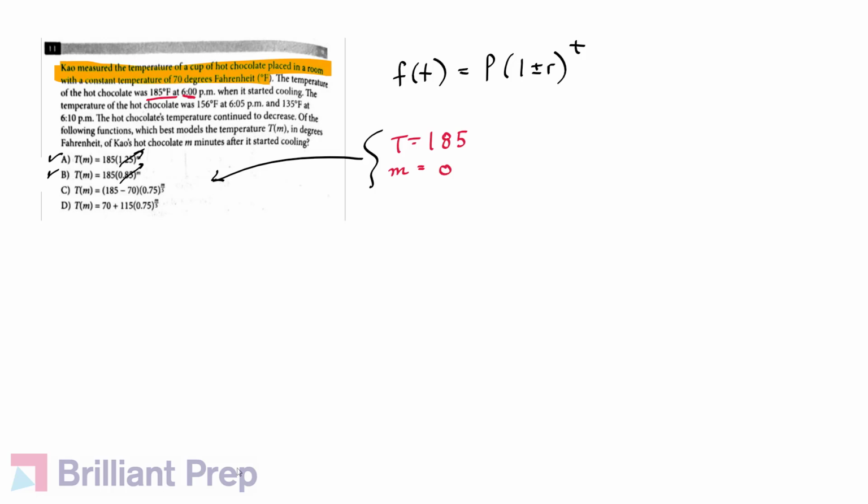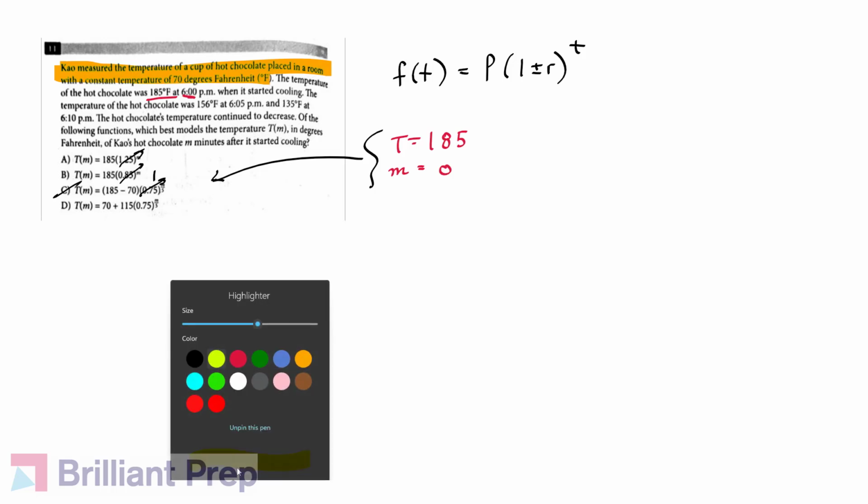However, lucky for us, when I plug in M equals 0 into choice C, this term becomes 1, and then 185 minus 70 is not 185, so we can get rid of C. And then choice D also works. When I plug in 0, this part of the term drops out, it becomes a 1, and then I'm left with 70 plus 115, which is 185. So I've got 3 choices that can work, no worries, we just plug in another point.